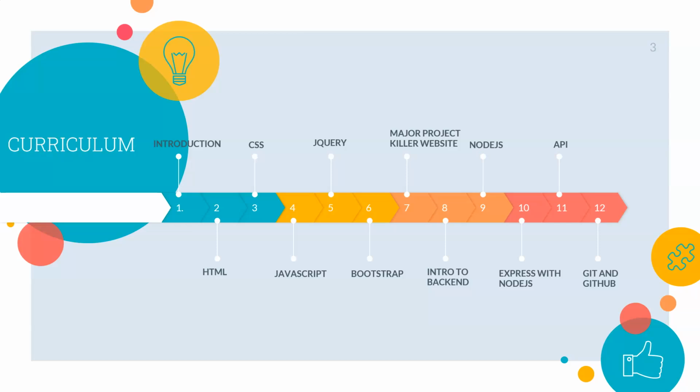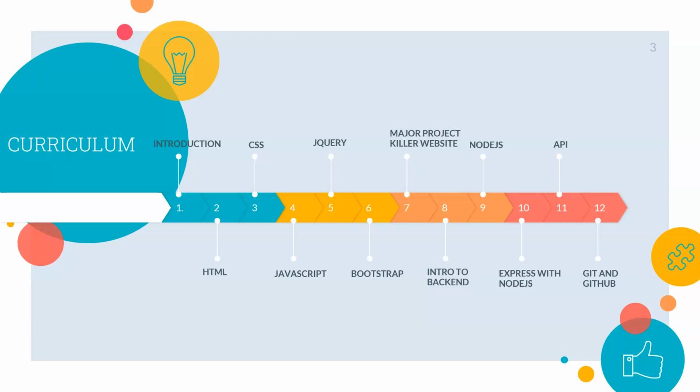After that, we have Bootstrap. In this section, we will see how we can use any Bootstrap component and how we can include that on our own web page. Next one is a major project, which is called Killer Website. Inside this particular project, we are going to create a restaurant website. And while creating this website, we are going to apply all the skills and all the knowledge that we will gain in the previous lectures.